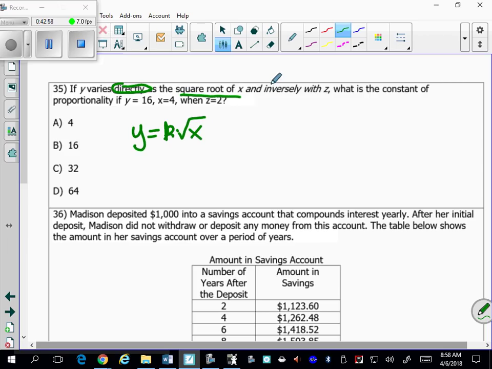What is the constant of proportionality? If y equals 16, so 16 equals k. K stands for constant. I know constant's not spelled with k, but just think in this case it is. So I'm substituting all the numbers in for the variables. Let's multiply by 2, multiply by 2. So 32 equals k times 2, divided by 2, you get k equals 16.